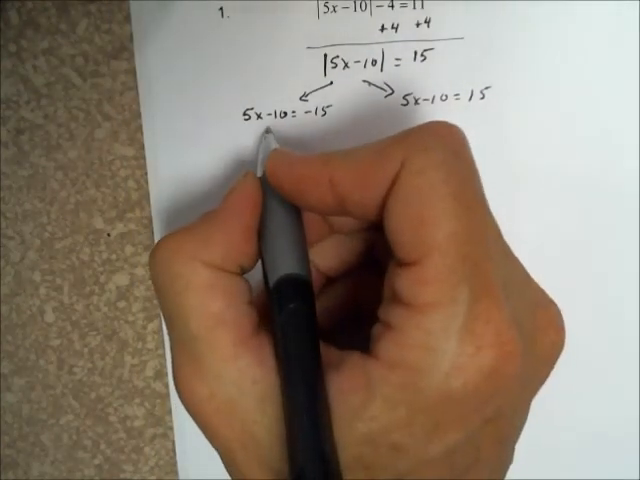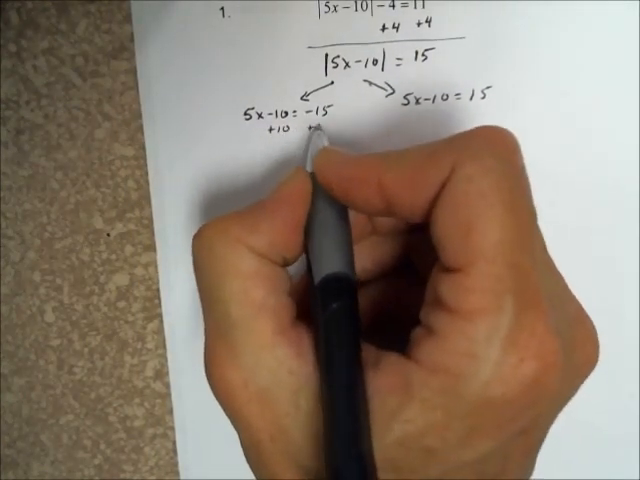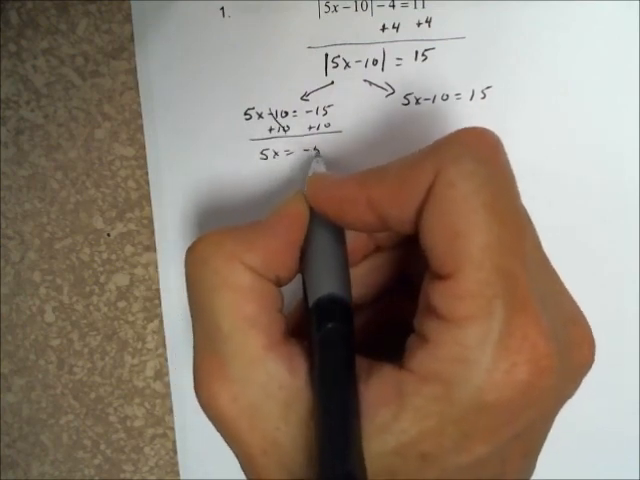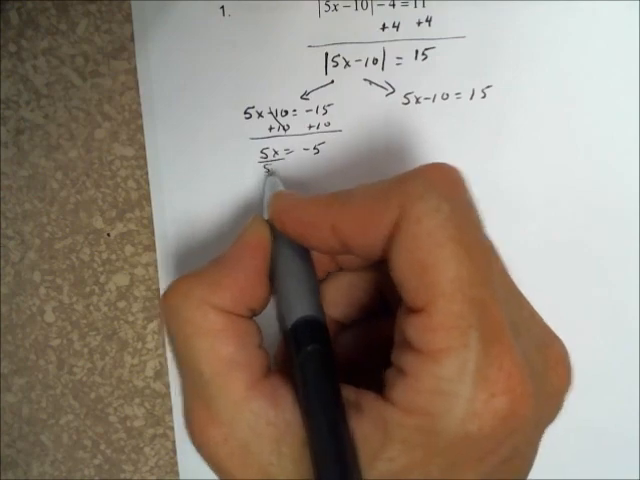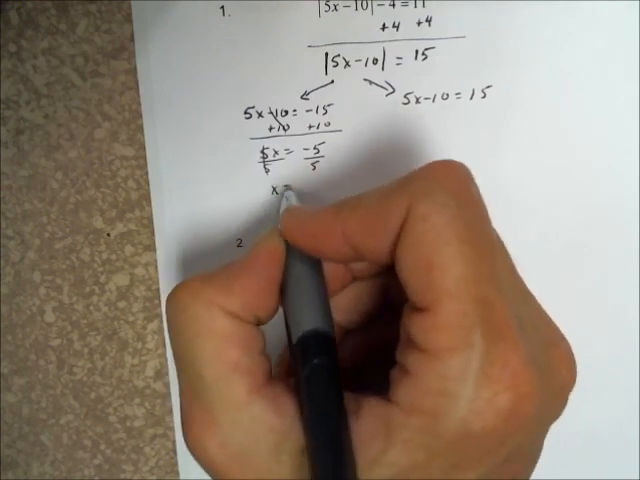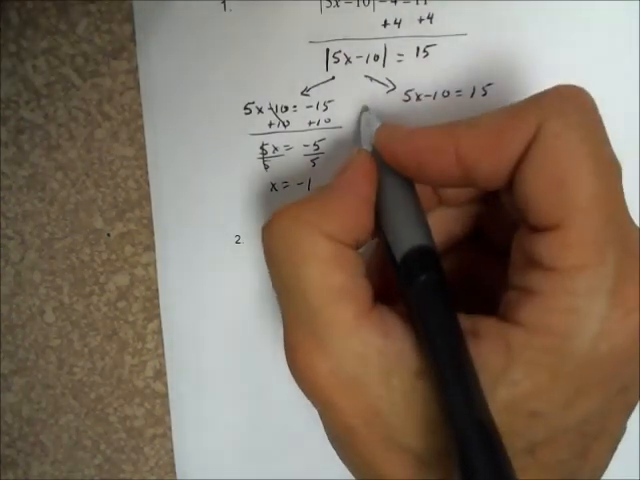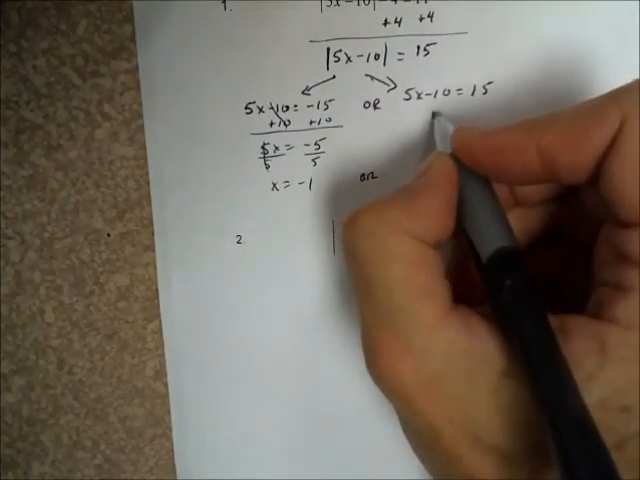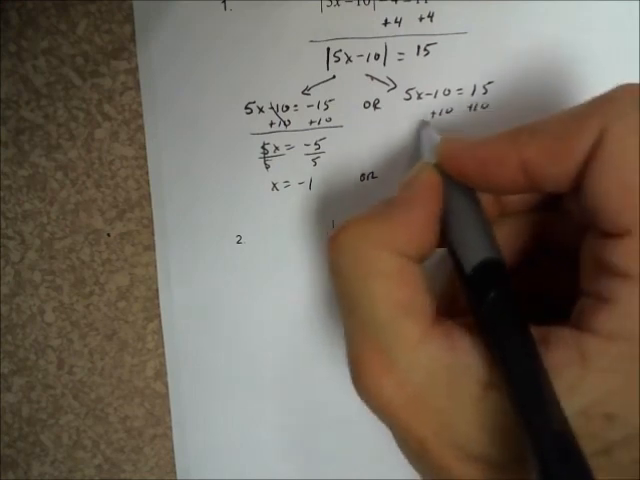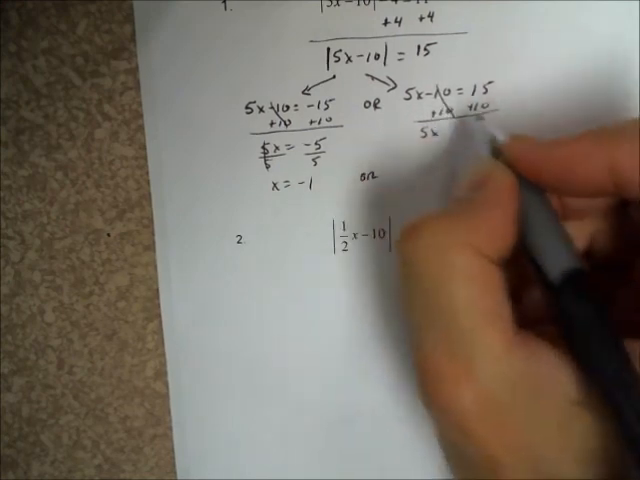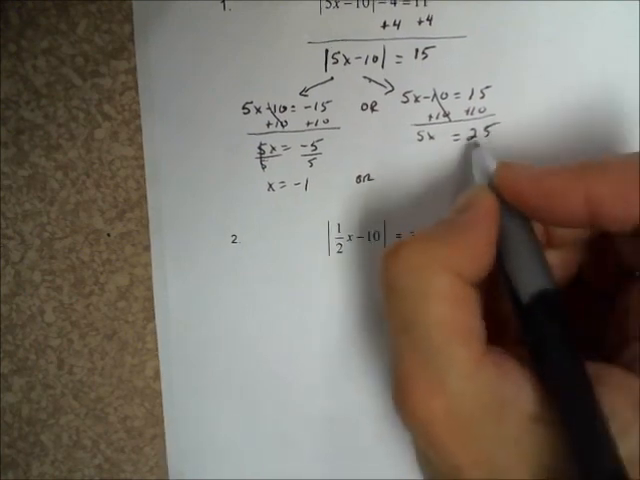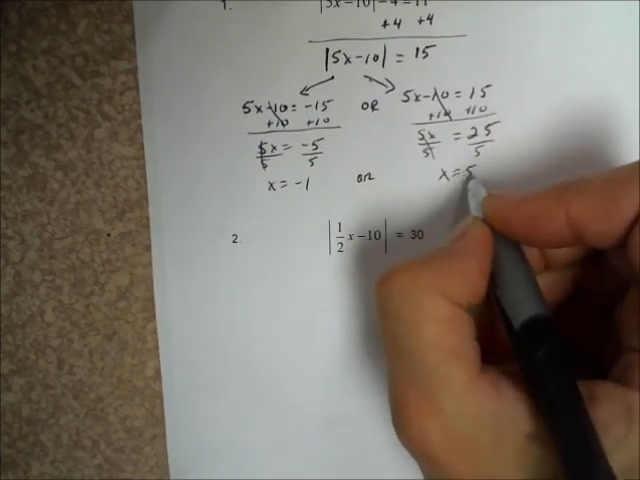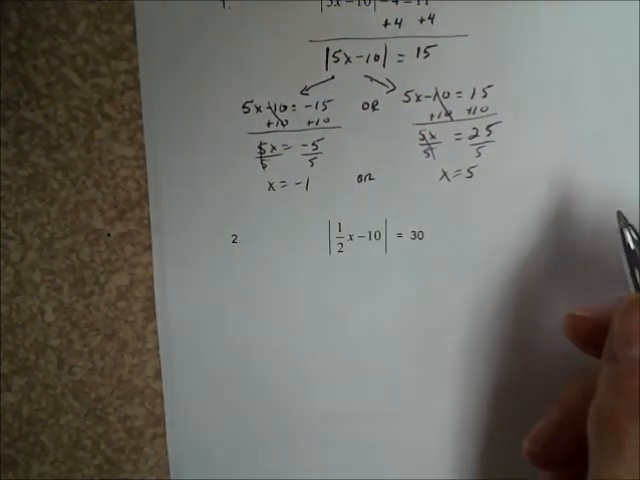So then we go ahead and solve this by adding 10 to both sides. They cancel, and you get 5x equals negative 5. And dividing both sides by 5, you get x equals negative 1. So there's one of the answers. Or, I should have put an or up here, now you're going to add 10 to 15. And you're going to get 5x is equal to 25. And when you divide both sides by 5, you're going to get x is equal to 5. So you have 2 answers, negative 1 or 5.